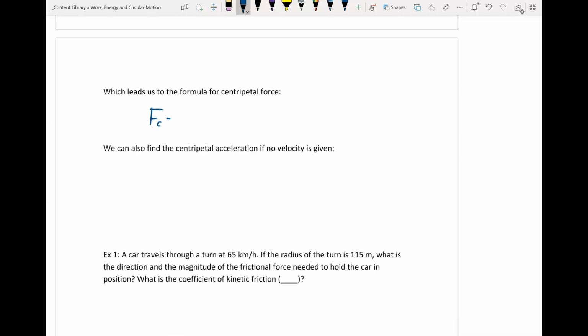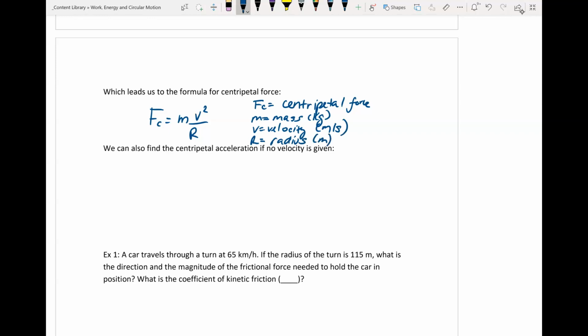So the centripetal force Fc is equal to m times v squared over r, where Fc is your centripetal force, m is your mass in kilograms, v is your velocity in meters per second, and r is your radius in meters.